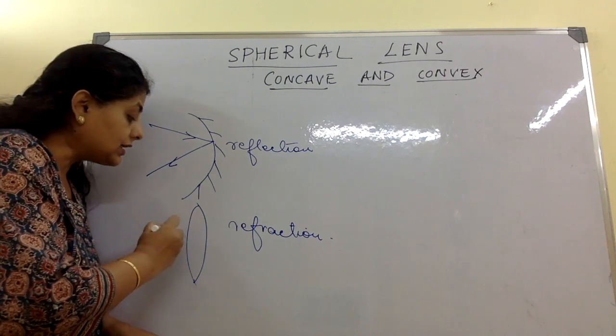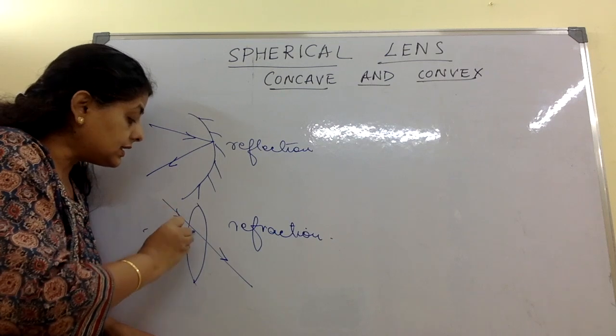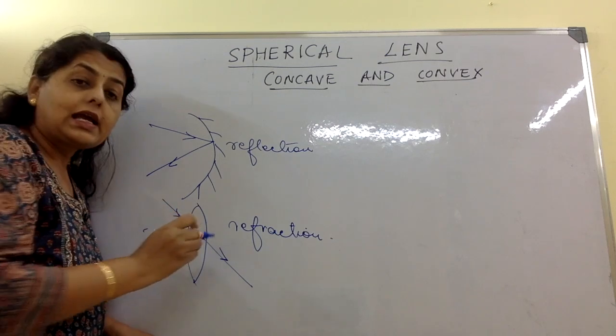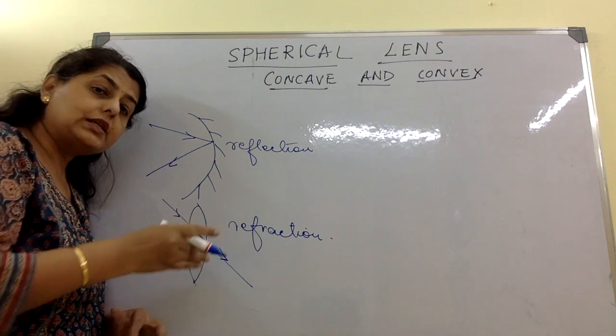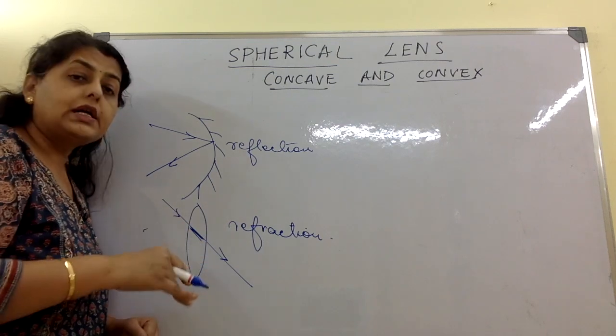Here light will come and pass through this. Okay, so as it passes, see, it has gone through another medium, and as it goes through another medium, there is going to be a bending.